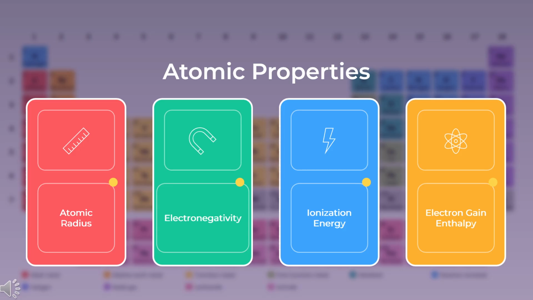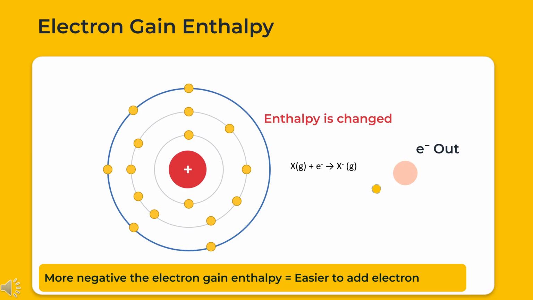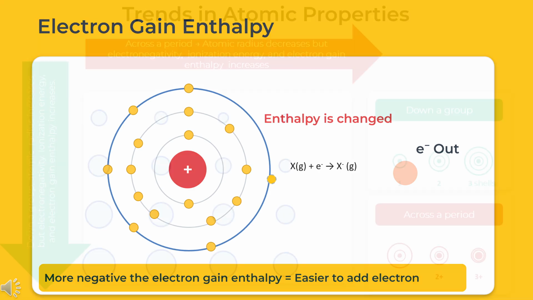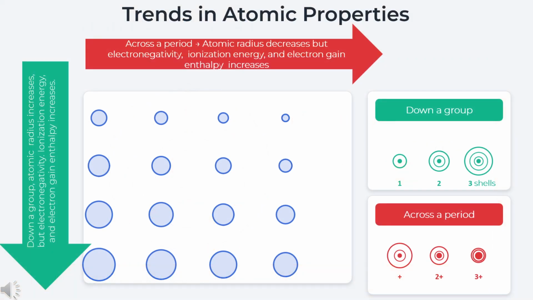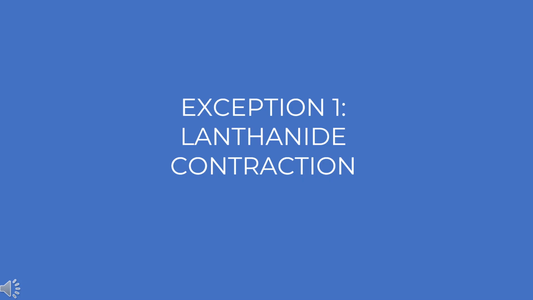Now let's look into electron gain enthalpy. Electron gain enthalpy is the energy change when an atom in gaseous state gains an electron. These are the general periodic trends. But do all elements follow them? Let's find out. Some elements break these trends. Why? Let's explore the exceptions.